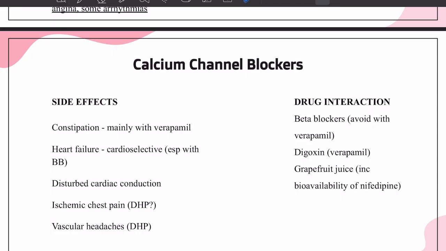Also, we said they're slowing the heart. Ultimately, drugs that are slowing the heart, like beta blockers, ideally we don't want to give them to patients that have a heart failure history, or we worry about it as a complication if someone is at risk of it. Disturbed conduction makes sense because we said it affects the AV node.